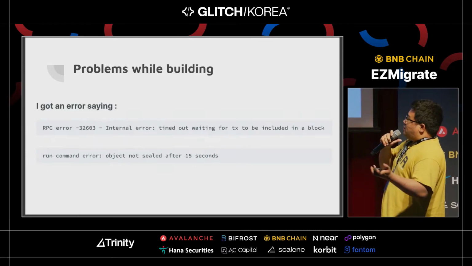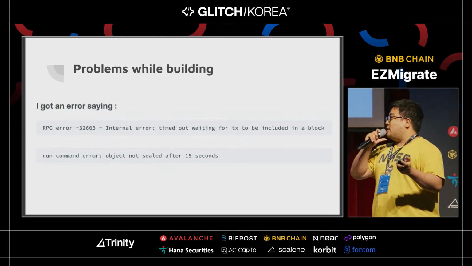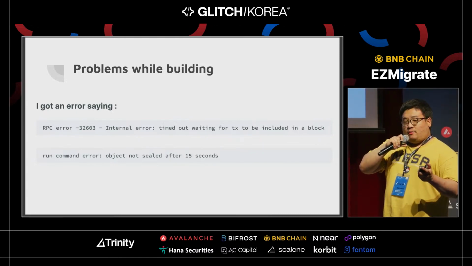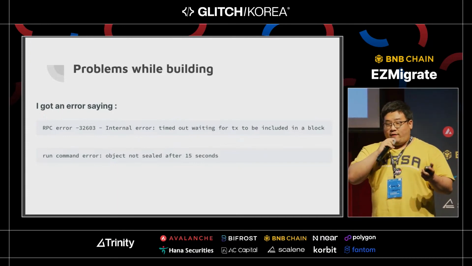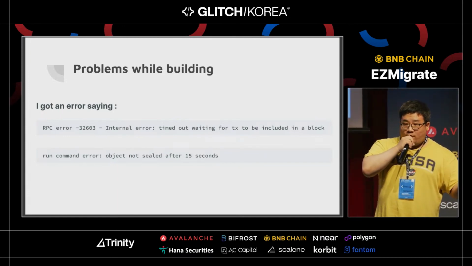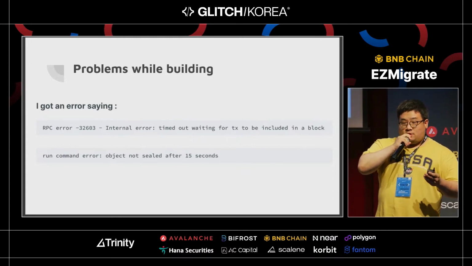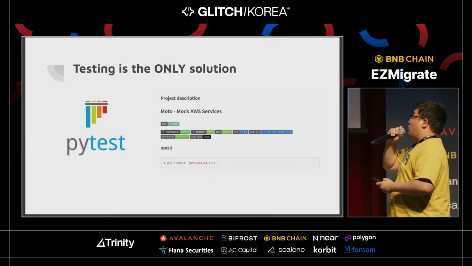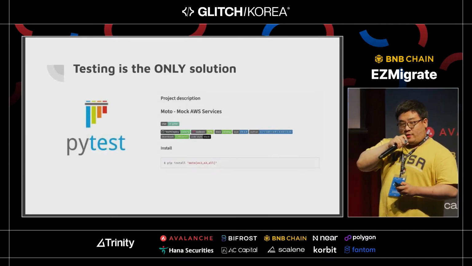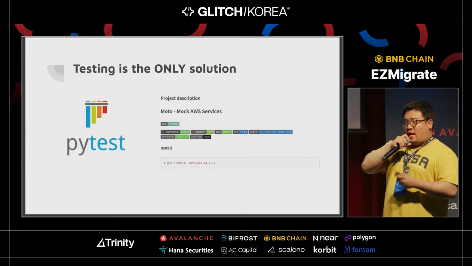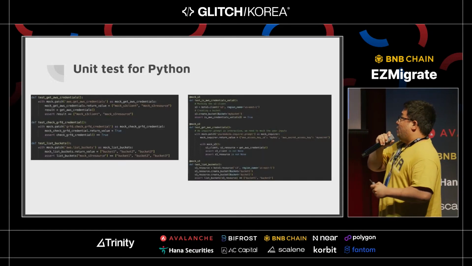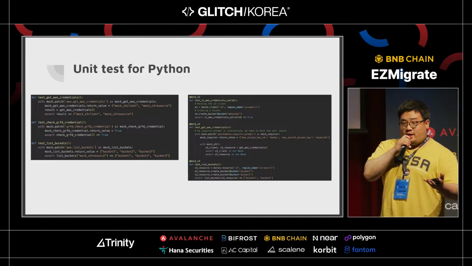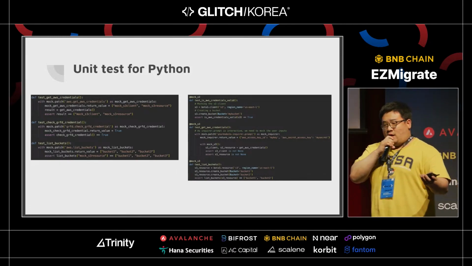And I had lots of problems when I was building, such as RPC errors, or the run command errors about sealing the blockchain. Those errors I met, I was trying to solve by making lots of test code using the PyTest framework and the mock AWS services framework. Using those frameworks and libraries, I've implemented lots of Python unit test code, so I can run lots of tests and make the code good.